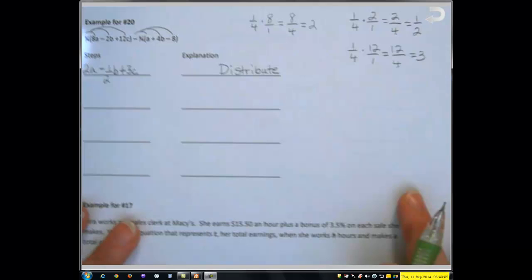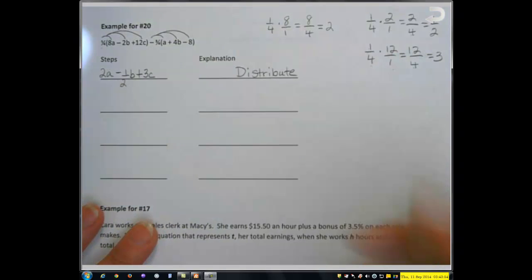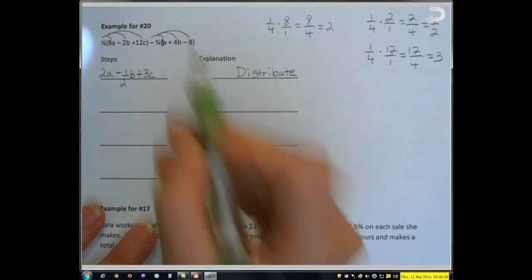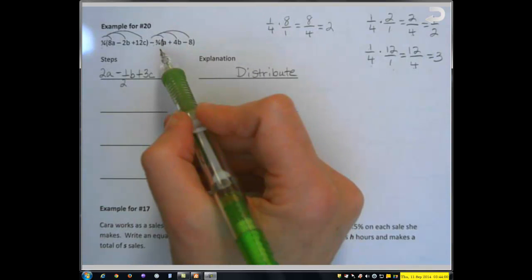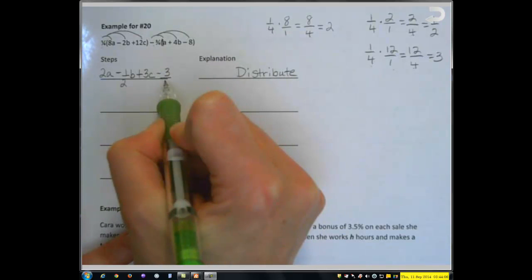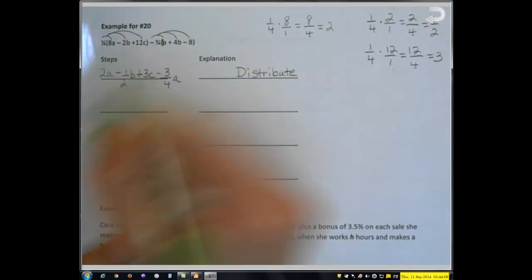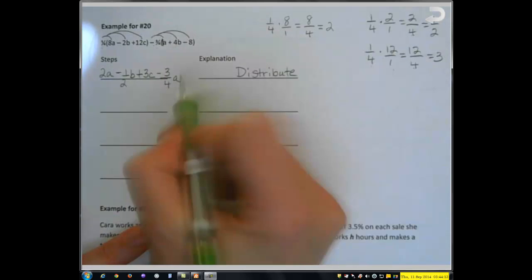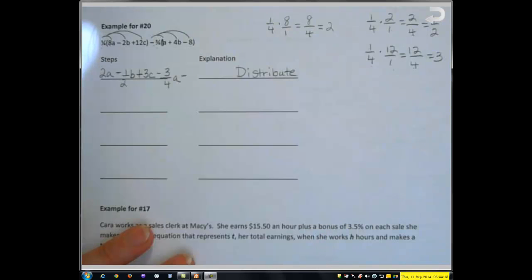Now for the second set of parentheses. Negative 3/4 times 1a. When we multiply anything by 1, we get that same number. So negative 3/4 times 1a is just negative 3/4 a. Negative 3/4 times positive 4b. Our answer will be negative.